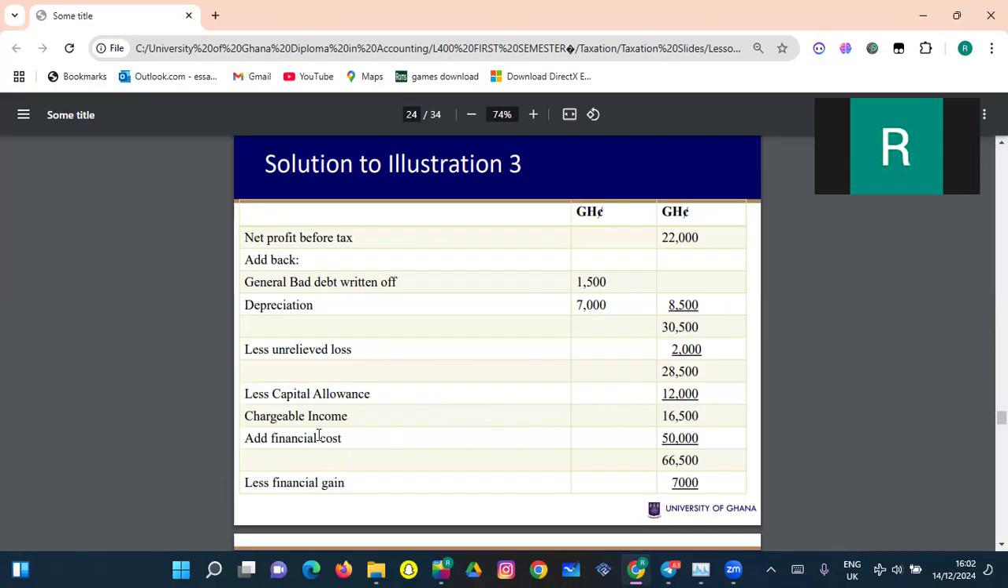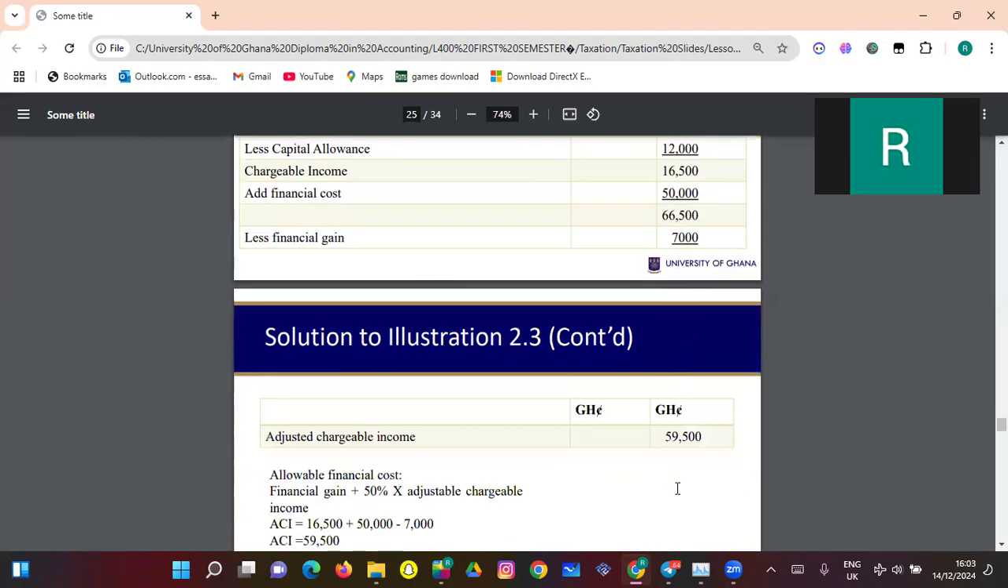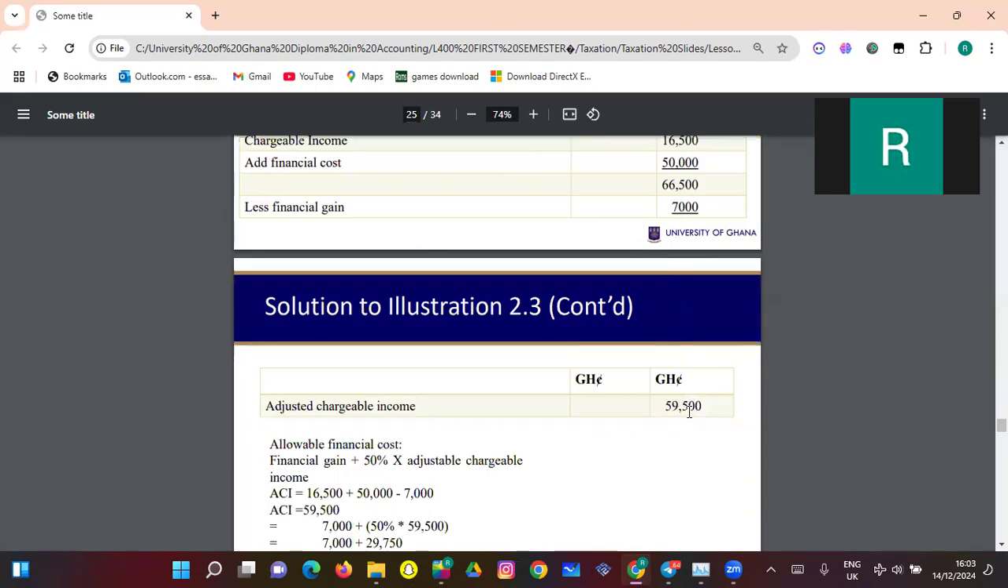Then now, because finance cost and financial gain was adjusted before coming to this total, right? We now add our finance cost. So in arriving at this 22,000, finance cost was what? Subtracted. But because we are reversing everything, we add it back and then get this. Then financial gain was added before coming to get this total. So now we do what? We less it to reverse the transaction, right? So this is what we end up getting, 59,500, right?